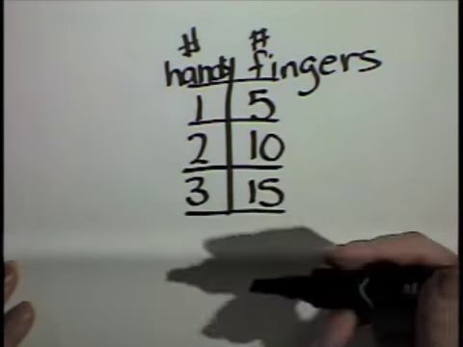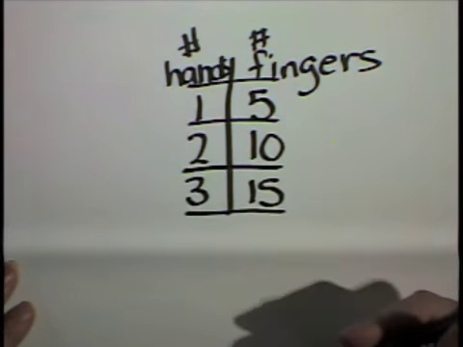Now this looks like we're just doing a pattern, but we could get to a point where we say, how many fingers on 20 hands? So it really gets us to start looking at our multiplication facts and seeing this as a times 5 rule or pattern. So 20 times 5 would get us to 100. So that's just another way that we can record our counts.